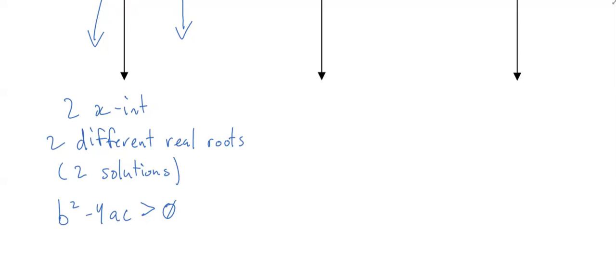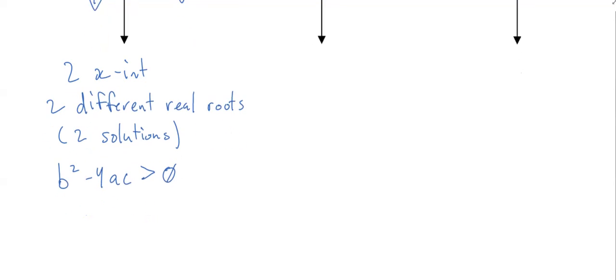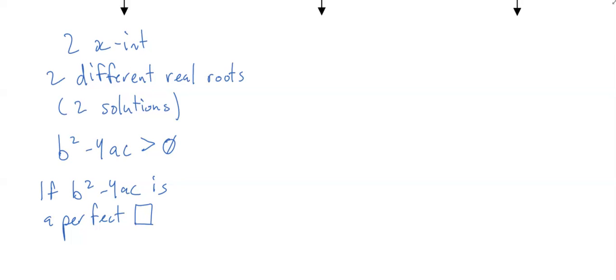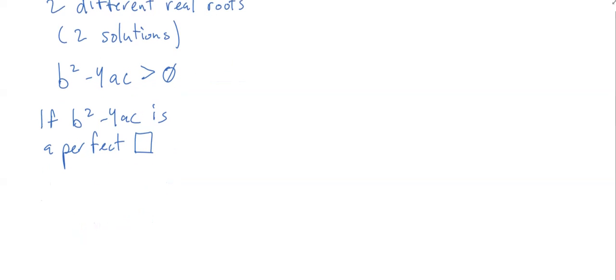And there's a little bit extra to this one. The other 2 are shorter, but this one has a little bit more to it. If b squared minus 4ac is a perfect square, then what? Well, what is a perfect square? Or what are the perfect squares?